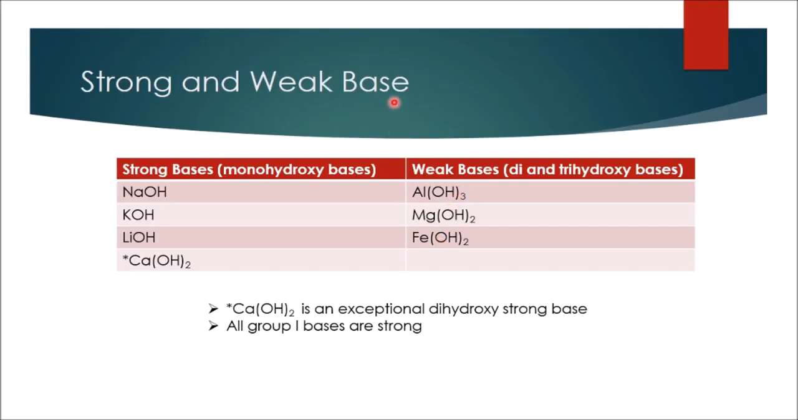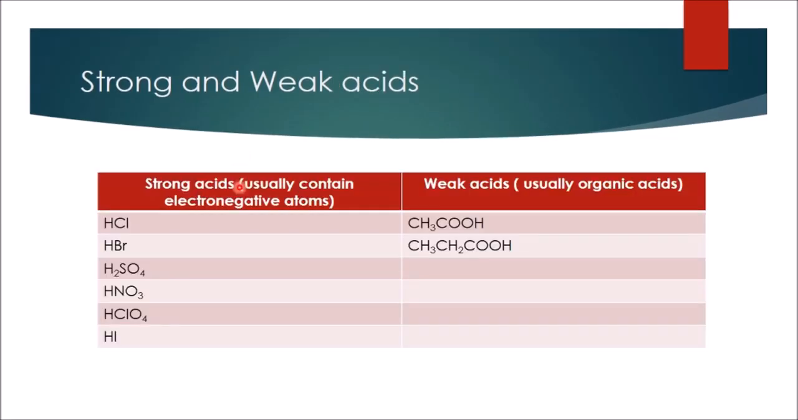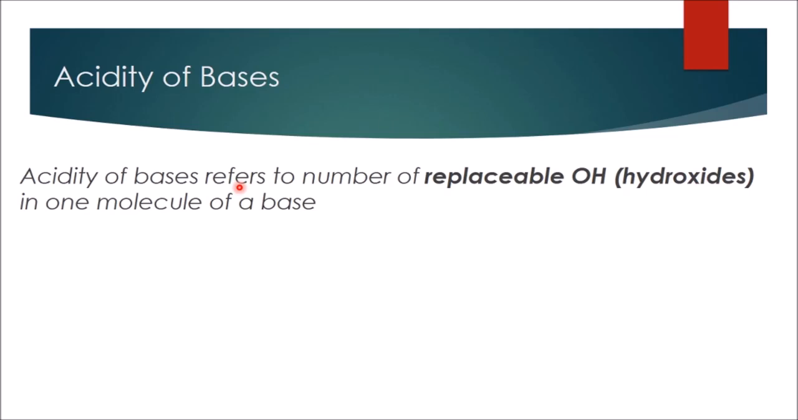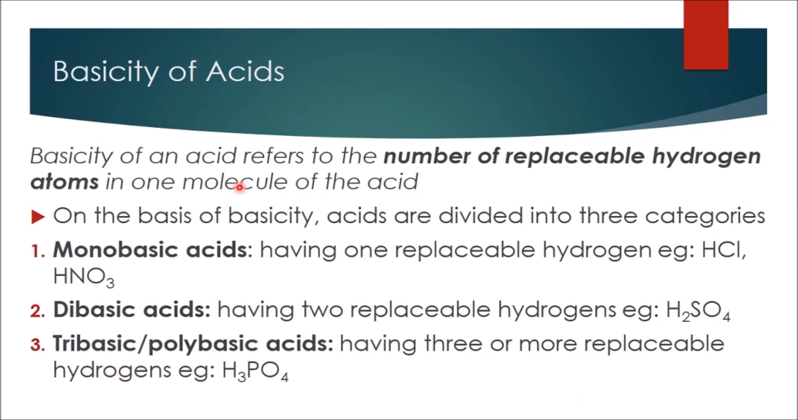That's all. What you have to remember right now is that with the help of these charts, you can identify between strong bases and weak bases, strong acids and weak acids. And the second thing you should know is how to classify bases on the basis of OH ions. We have 3 types of bases: monoacidic bases, diacidic bases and triacidic bases. And similarly, on the basis of the number of hydrogen ions, we have 3 types of acids: monobasic acids, dibasic acids and tribasic acids.